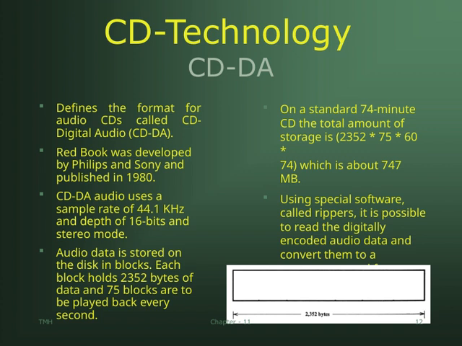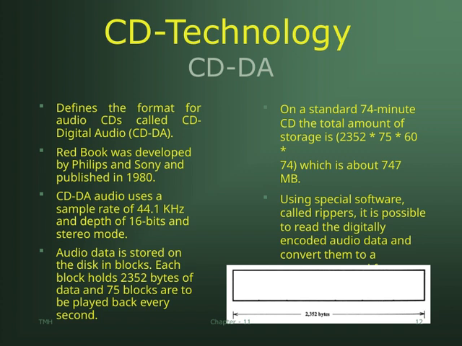CDDA stands for Compact Disc Digital Audio, and it was established by the Red Book standard, developed by Philips and Sony back in 1980. This format has become the foundation for how we store and listen to digital audio on CDs. In terms of technical details, CDDA uses a sampling rate of 44.1 kHz, meaning it captures 44,100 samples per second, with a bit depth of 16 bits, providing good sound quality.